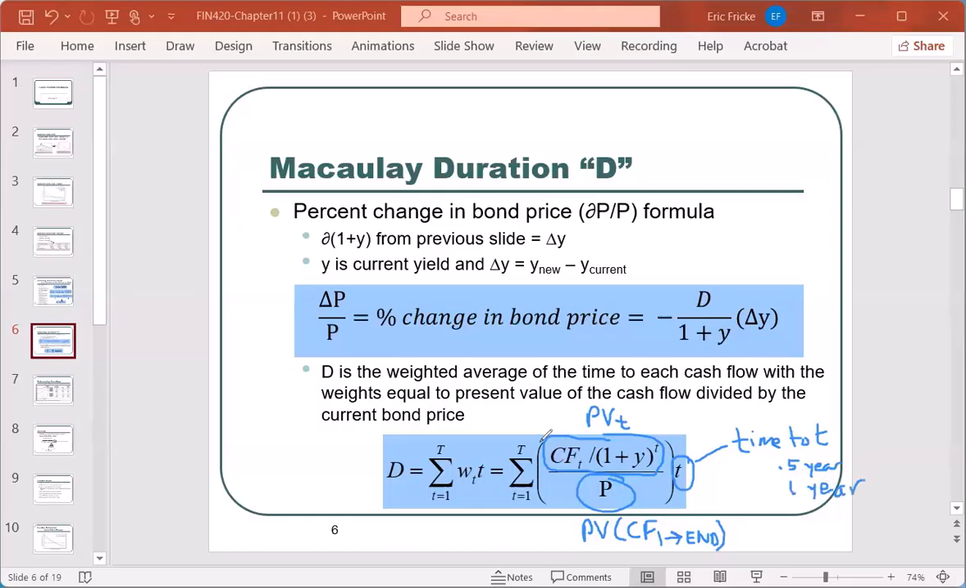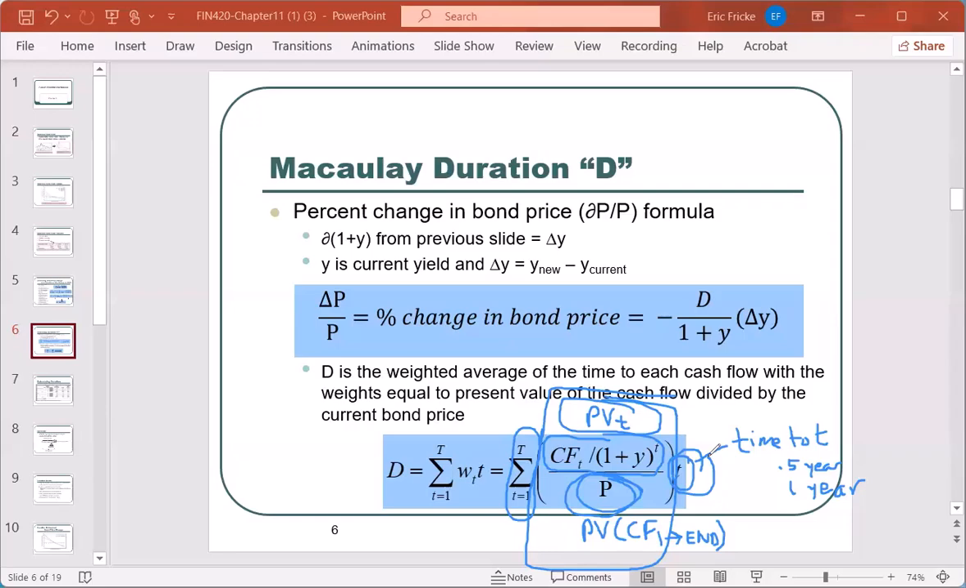And the point here is that you've got this thing called a summation sign. It's summing up the present value of each cash flow divided by the price, times the time to that cash flow. So the way to think about this is a weighting factor. This is a piece of the price of the bond, and this is the total price of the bond, and this is the time to that cash flow. So duration is basically the weighted average of the time to each cash flow.